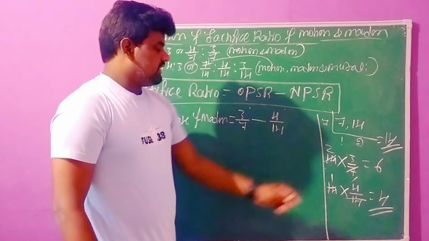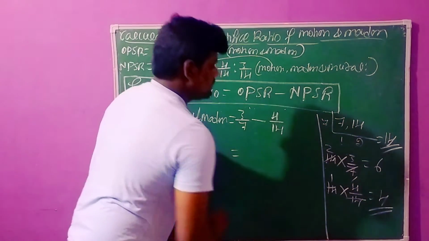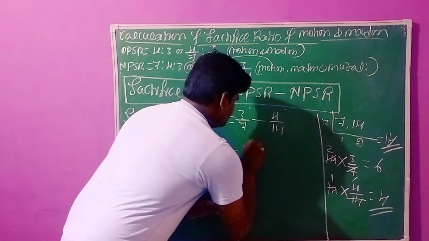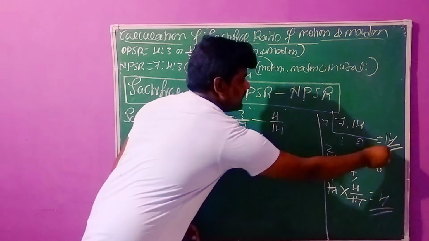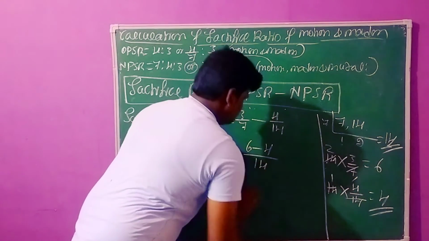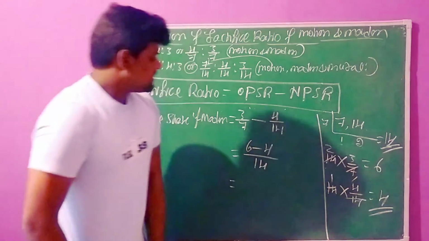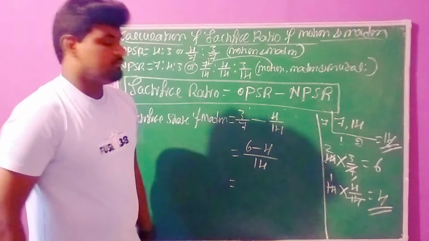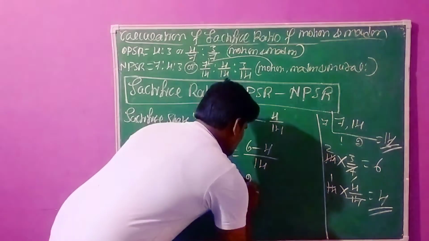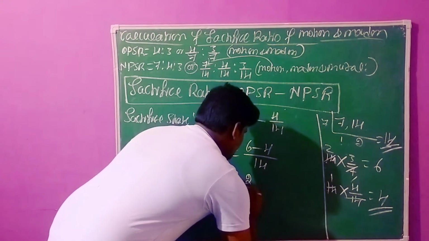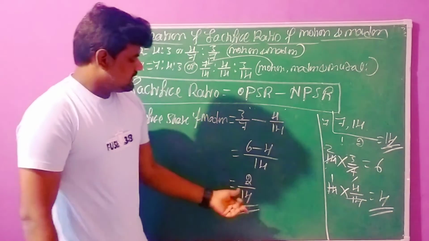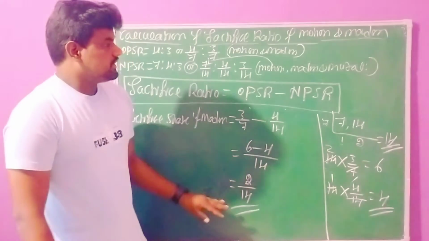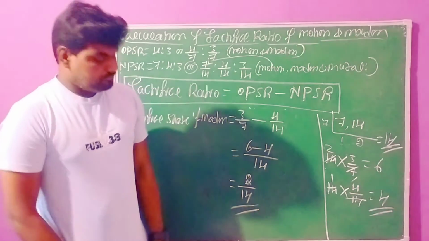So we have simplified the values. 6 and 4. 6 minus 4 divided by the maximum value 14. 6 minus 4, what is the difference? The difference is 2 divided by 14. So this is the sacrifice share of Madan.